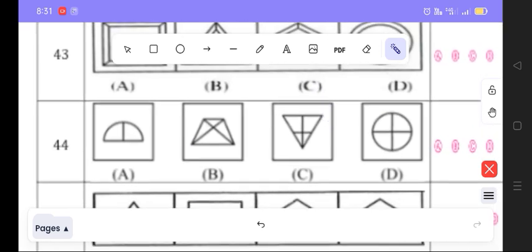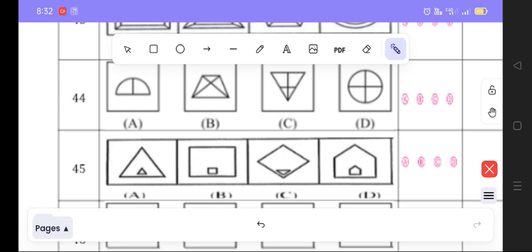Question number 44. Observe question number 44. Semicircle divided into two parts. In B it is 4 parts. In C it is 4 parts. In D also it is 4 parts. Based on number of parts, irrespective of their sizes, option A is the odd one because only 2 parts are there.